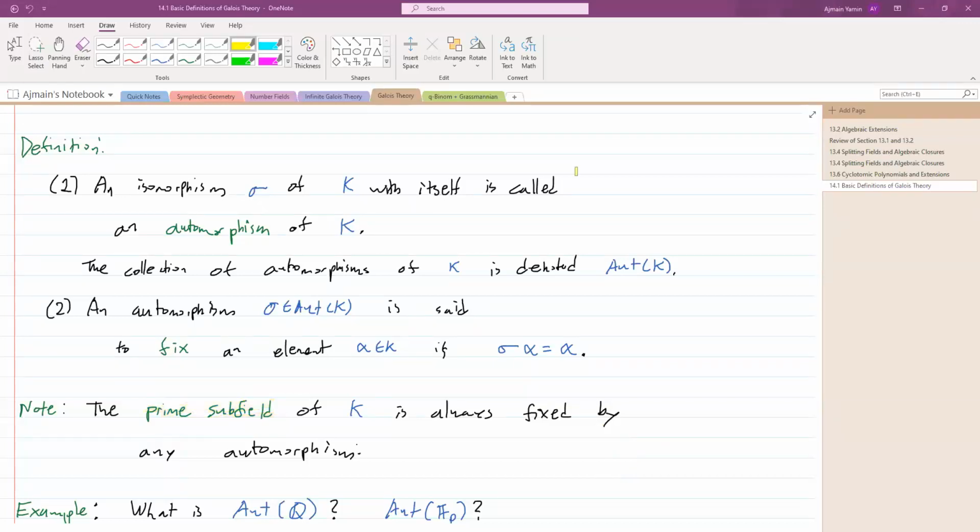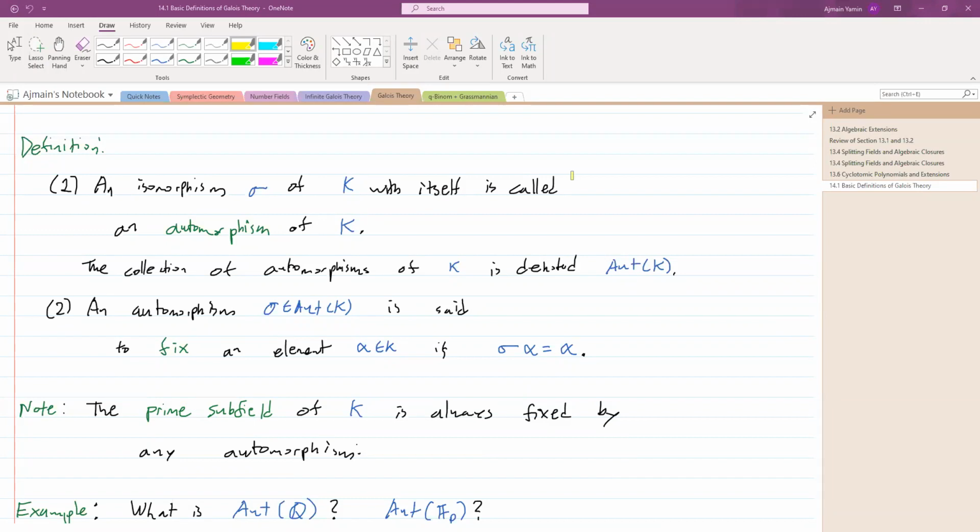Why is it called the prime subfield? I don't know. Every field has a subfield generated by 1, and that's the prime subfield. Why should it be called prime? I mean, it's just terminology, but I guess prime meaning it's always there, right? Kind of feels like a rational subfield because the prime subfield of R is Q, right? Yes.